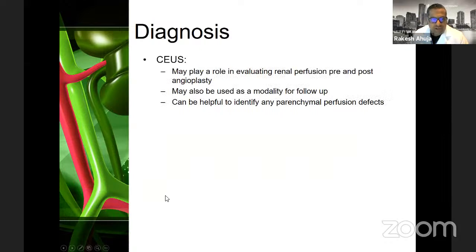Contrast enhanced ultrasound can play a role in evaluating renal perfusion pre and post angioplasty. However, it also is used as a modality for follow-up, which could be much more helpful than actually pre-procedure. This can be helpful to identify any parenchymal perfusion defects, especially during intervention.